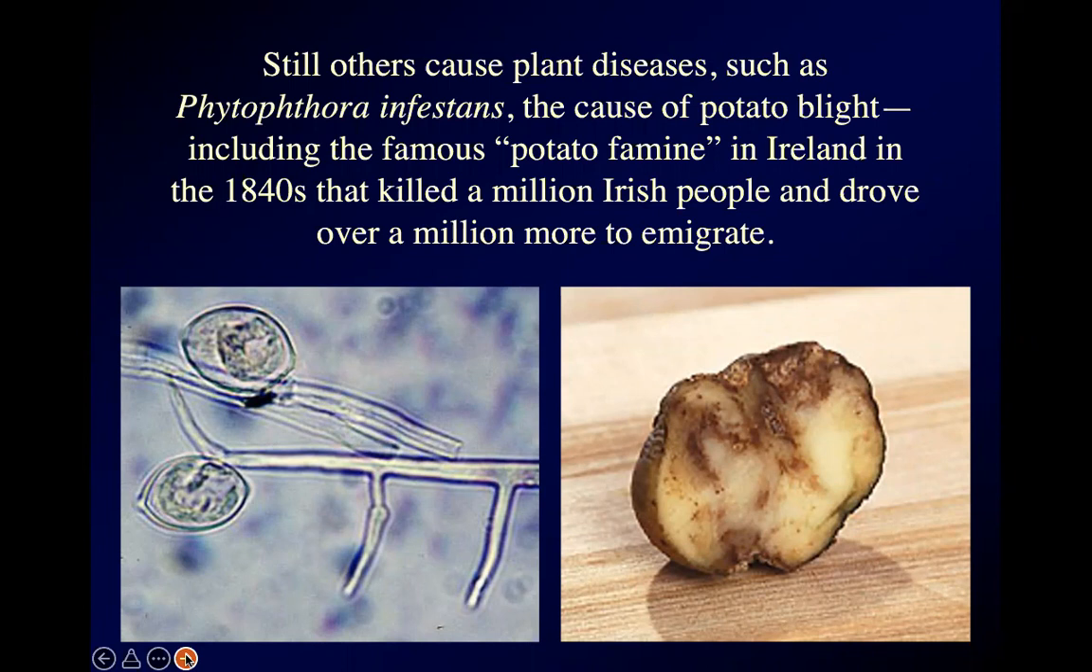Well over 1 million Irish people starved, and over 1 million more emigrated, many to this country. So if you've got Irish ancestry in the United States, you may well have ancestors that came here because they were starving and desperate and had to escape the potato famine. And the potato blight was caused by a protist, Phytophthora infestans.